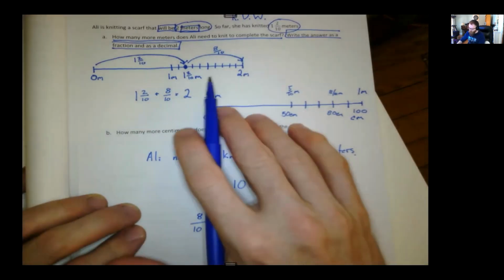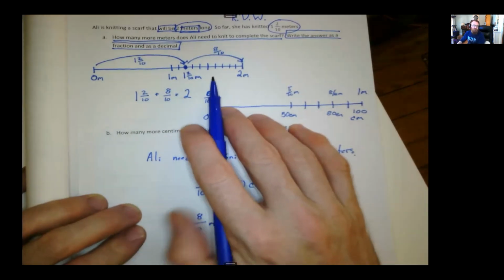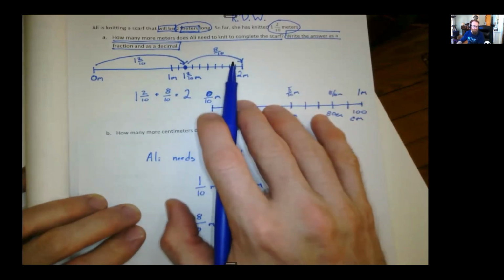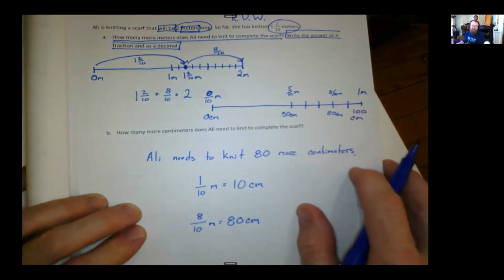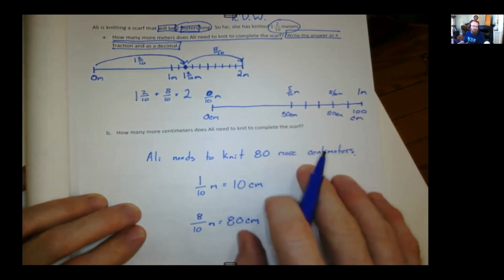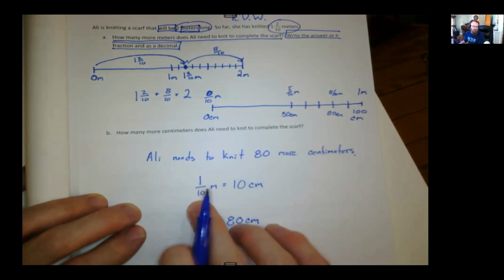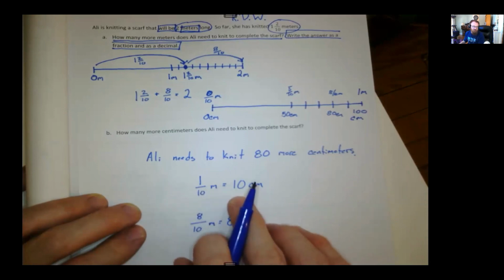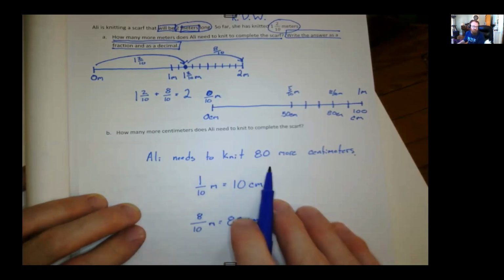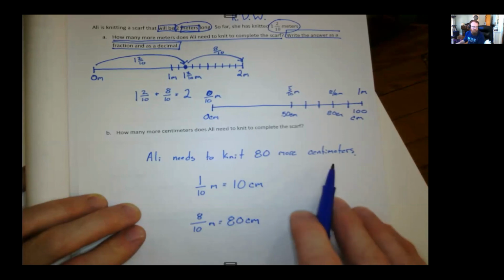We know from our work in the first part of the problem that Allie needs to knit 8/10 of a meter more. And if we want to say 8/10 of a meter in centimeters, we can say 80 centimeters because 1/10 of a meter equals 10 centimeters. 8/10 of a meter equals 80 centimeters. Allie needs to knit 80 more centimeters.